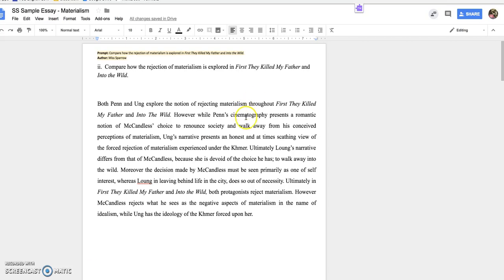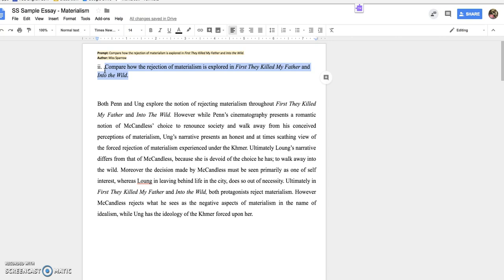Hello, Year 10. Today is about helping you to understand what I will be looking for, what your English teachers will be looking for in a high-end response. So today I've written a sample essay just on this question: compare how the rejection of materialism is explored in First They Killed My Father and Into the Wild, okay? And by no means is this essay perfect, but it is nevertheless an essay that has been written with the intention of showing you what you are going to be working towards.